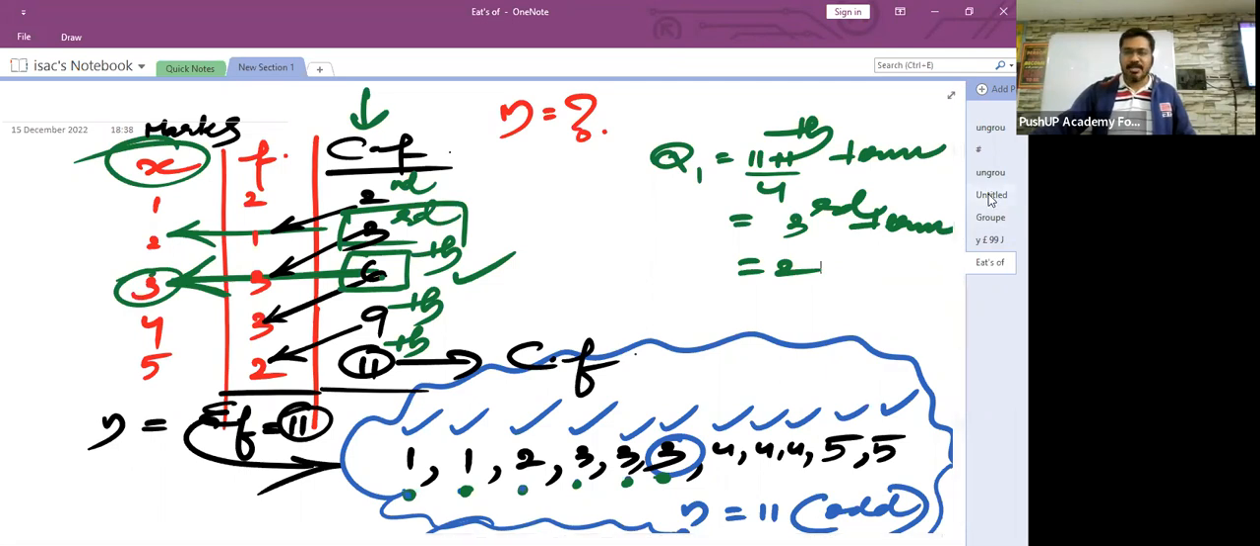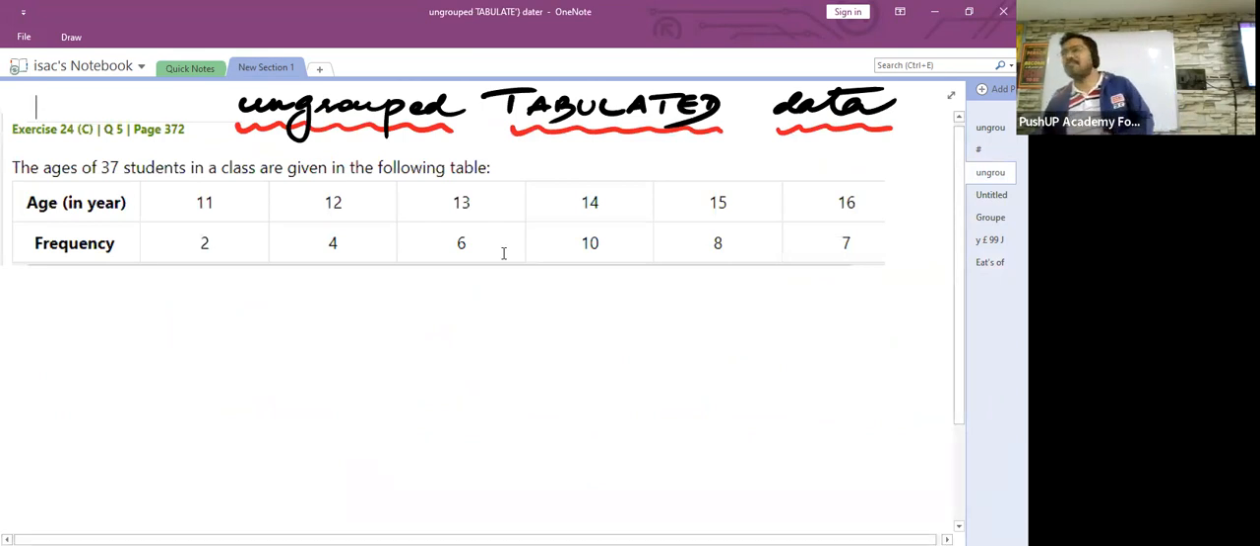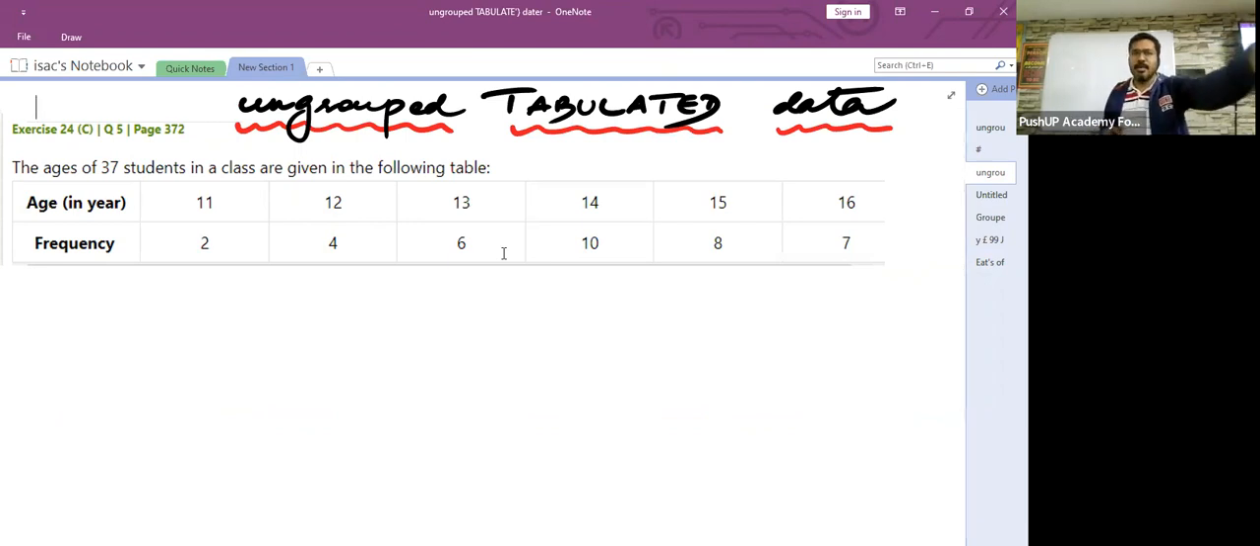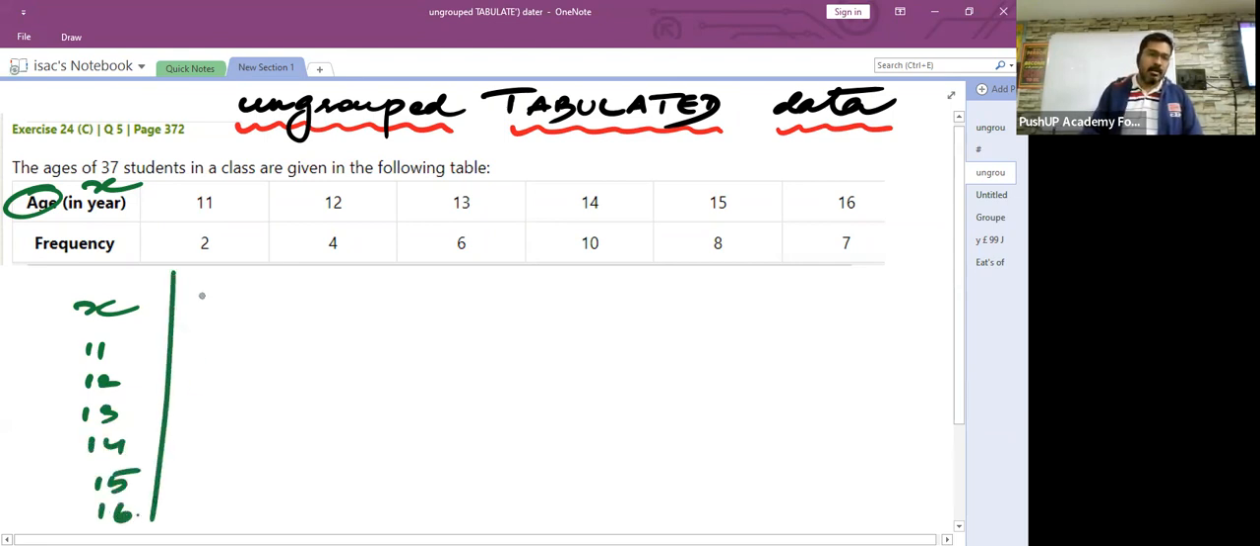All right. Now, children, let us go back to that sum and try solving this question. The first thing that you must do is convert the horizontal table into a vertical table. Children, the age is given to you, so let us assume the age as variable x, right? So x: 11, 12, 13, 14, 15, and 16. Now, what are the corresponding frequencies? 2, 4, 6, 10, 8, and 7.